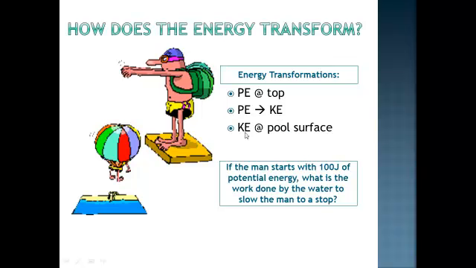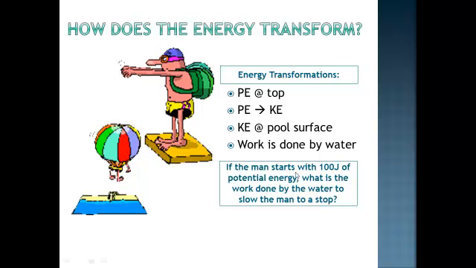The kinetic energy at the surface of the pool is at a maximum because, again, he has no height at the top of the pool. All the potential has now gone to kinetic. At this point, the energy has to go somewhere, so in order for the energy or kinetic energy to leave, work must be done. The water is applying a force over a given displacement, causing the diver to slow down.